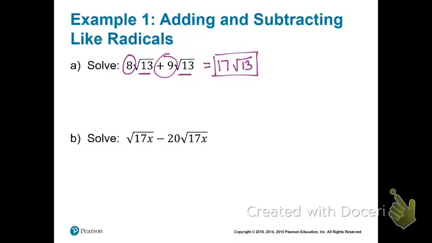And the same thing there on B. We have the square root of 17x minus 20 square root of 17x. Remember, there's a 1 here. Our radicals are the same, so we can subtract them. And so we say 1 minus 20 is negative 19, and then we keep our radical the same. Make sure the radical goes all the way over the x there.